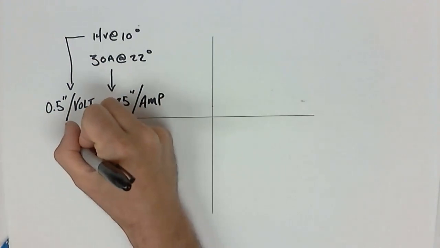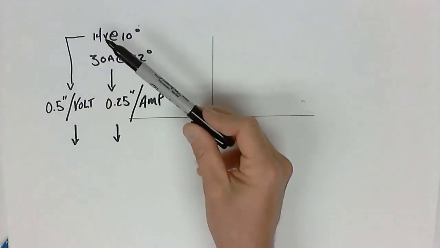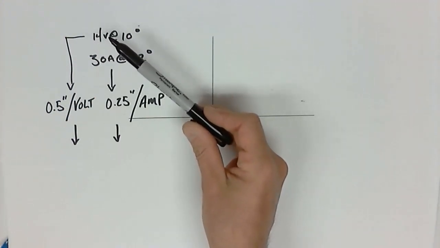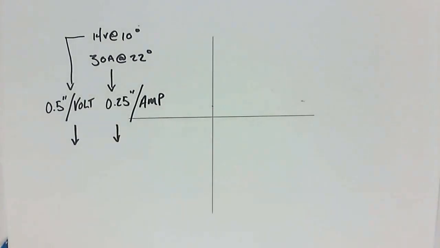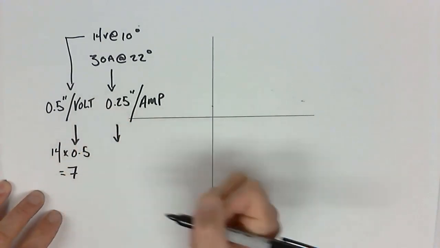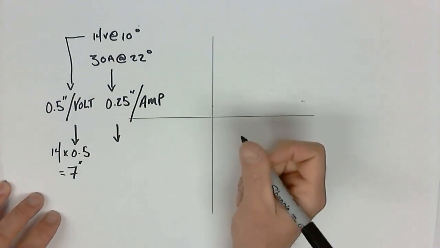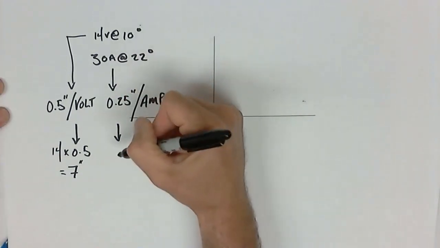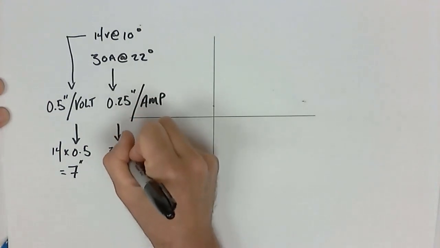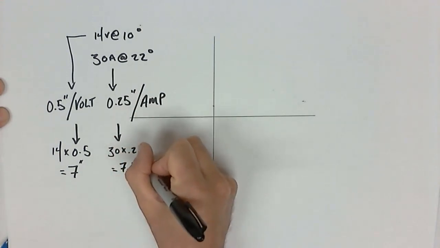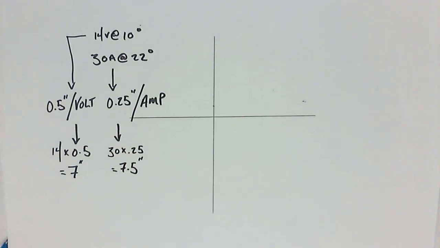And so the way that scales work is quite simple. All we need to do is take the total value of the measured value, 14 volts, and multiply it by 0.5. So 14 times 0.5 equals 7 what? 7 inches. The other one we have is 30 amps, and all we're going to do with that is multiply 30 times 0.25, which would be, well, 30 times 0.25 equals 7.5 what? Inches.